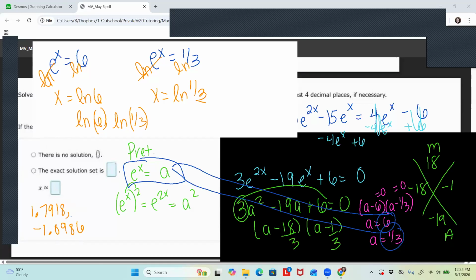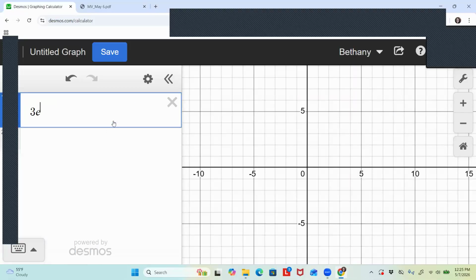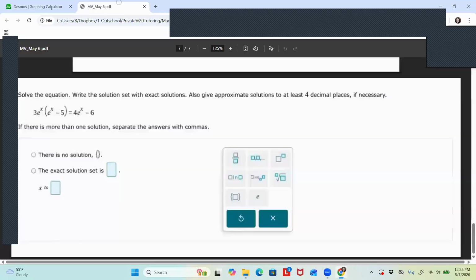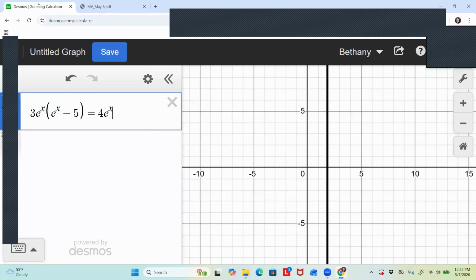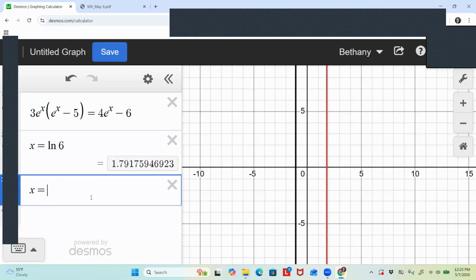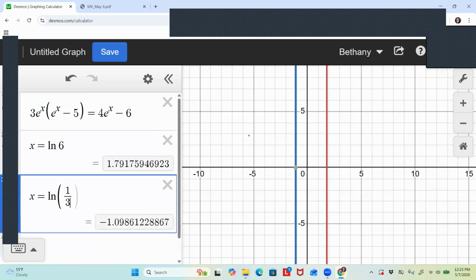Okay, let's check that. Or e to the x. We got x was natural log 6. Let's see if it covers up. Yep. And we got x is natural log of a third. Yep, we're good. Alrighty, that's it.